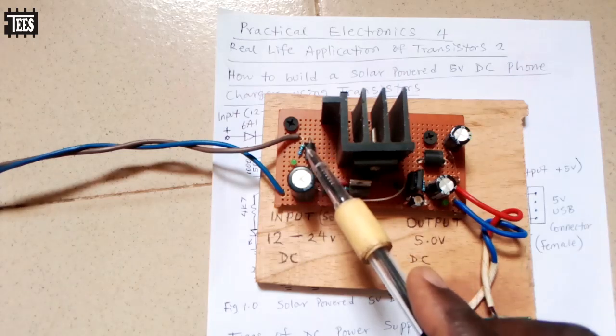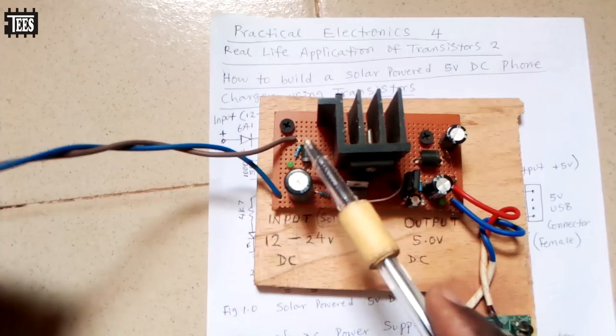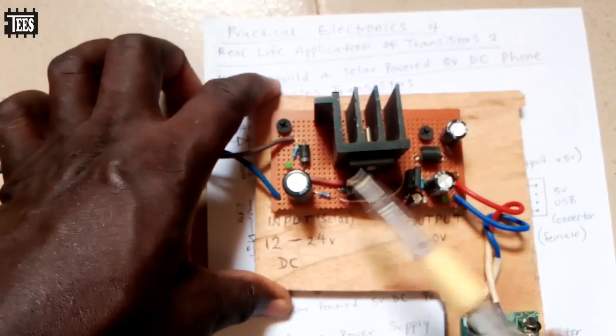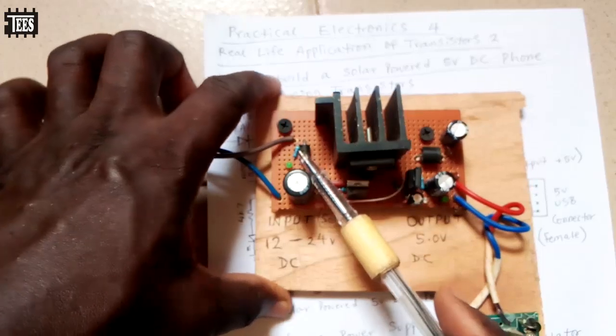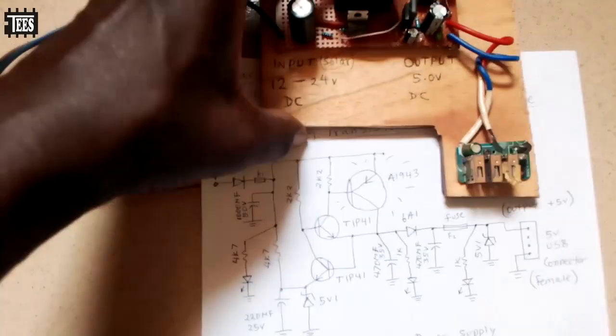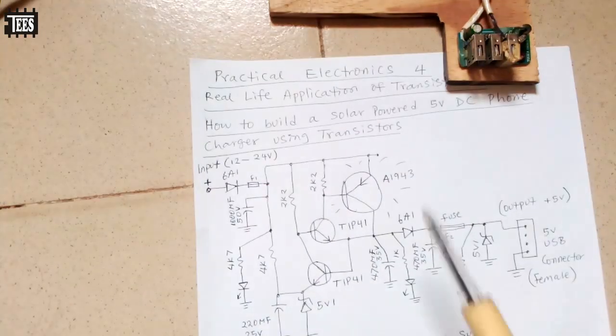Even without this diode, this circuit works, but it's there for polarity, so that if you mistakenly reverse the polarity, you don't damage some stuff. So that's what this diode is doing here. Then this diode, I'm going to explain as I go. So let's identify the components on the circuit.